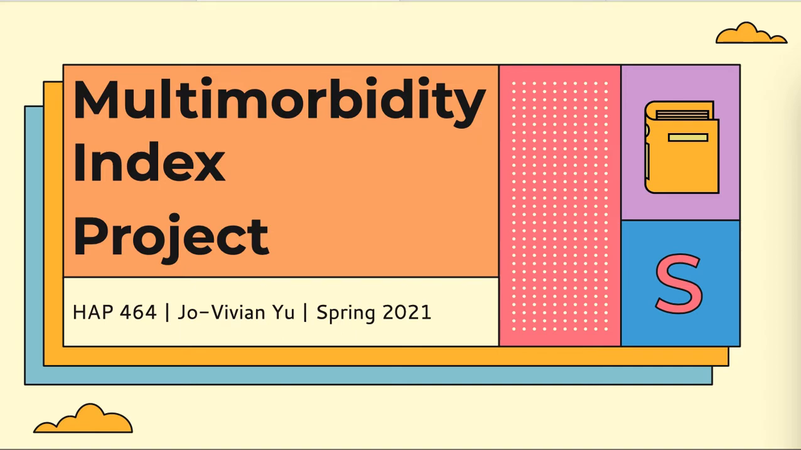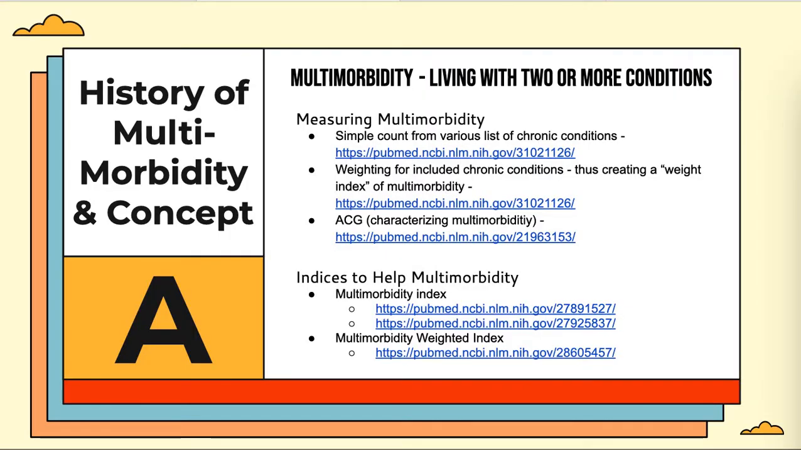Hi everyone, today I will be talking about the second part of the project that we've been doing this semester, the Multimorbidity Index. Just a little bit of history behind multimorbidity and the concepts along with the indexes. In general, multimorbidity is living with two or more conditions. This happens between those who are usually over the age of 50, and it's just living with conditions that could possibly decrease your mortality rate.